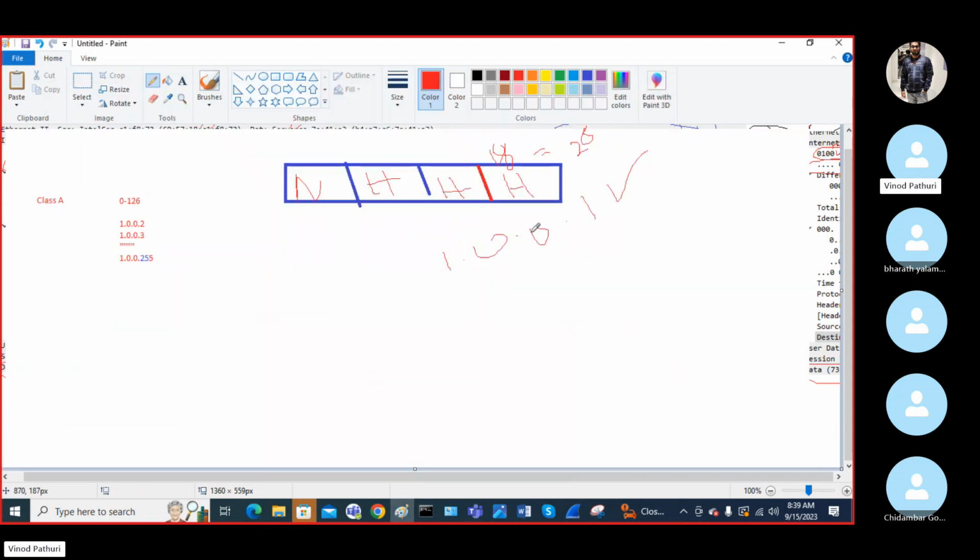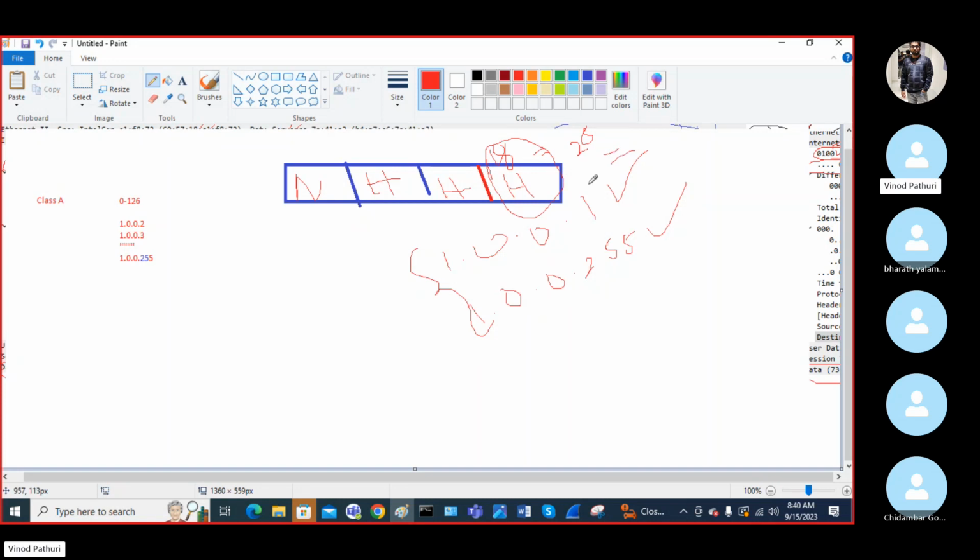One more is the broadcast IP, 1.0.0.255. It is a broadcast IP. We don't use these two. So whenever you consider a network, you need to subtract these two also.